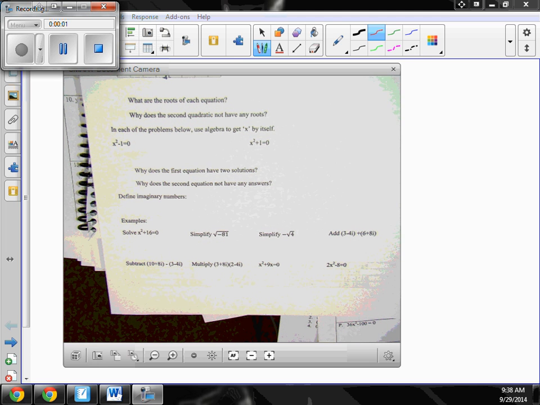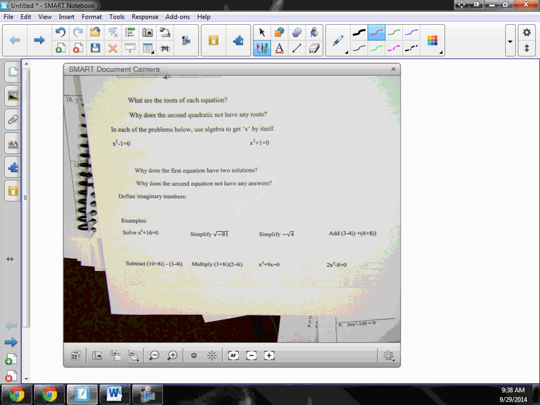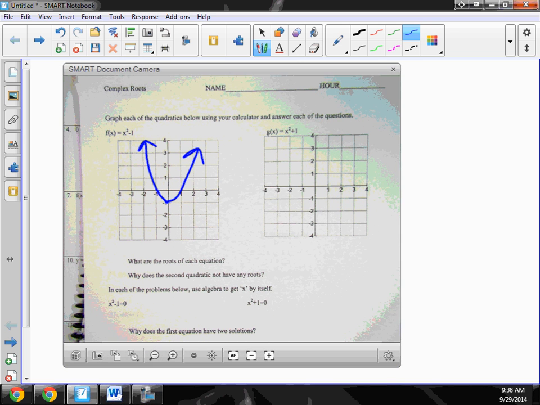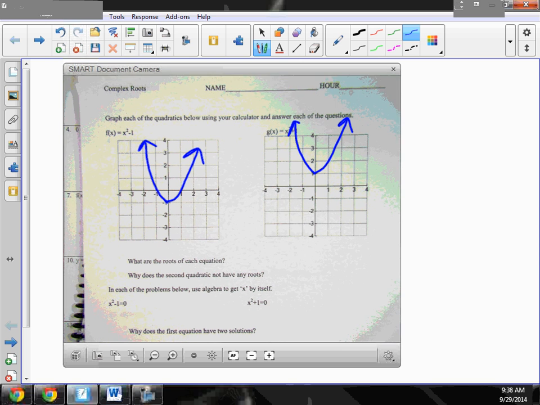Today we're going to look at quadratics that have roots that don't appear on the x-axis. So if you graph these first two functions, the first one is going to look like this. The second one is going to look like this. So what are the roots of each equation? The first one has roots at x equals plus or minus 1. What about the second one? It has no roots.